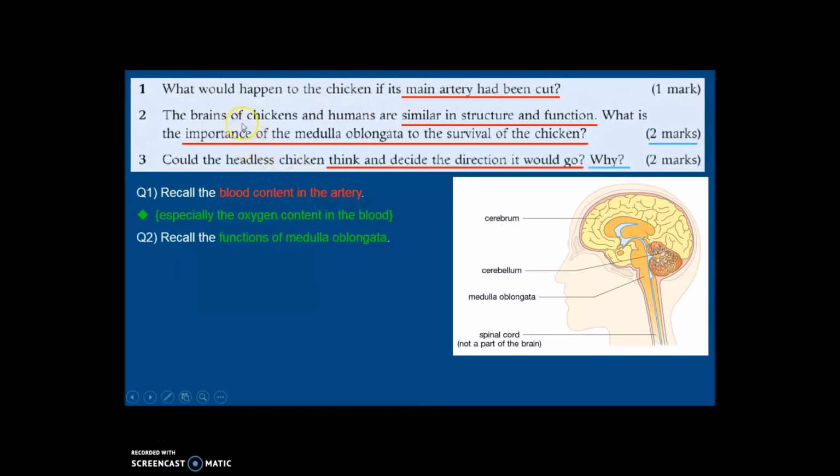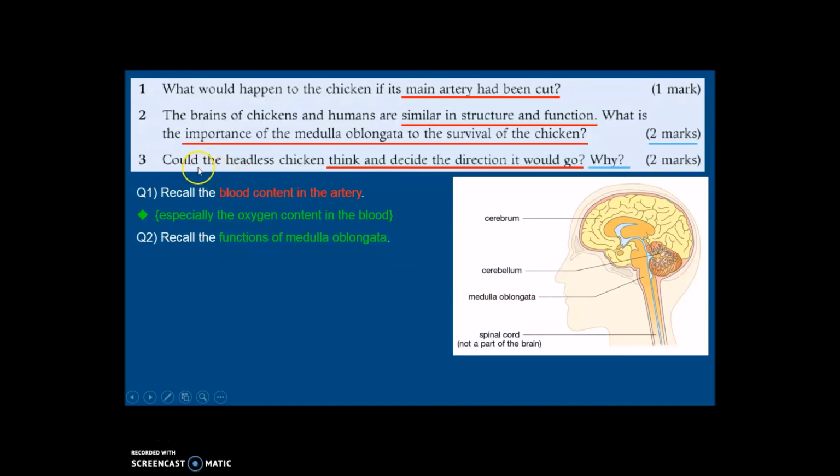And the second one: the brain of the chicken and humans are very similar in structure and function. So what is the importance of the medulla oblongata to the survival of the chicken? The point is that I want you to recall the functions of the medulla oblongata, and then you will know why the medulla oblongata is so important for the chicken to stay alive. There are 2 marks, so at least you need to recall the 2 basic functions of the medulla oblongata according to the textbook.